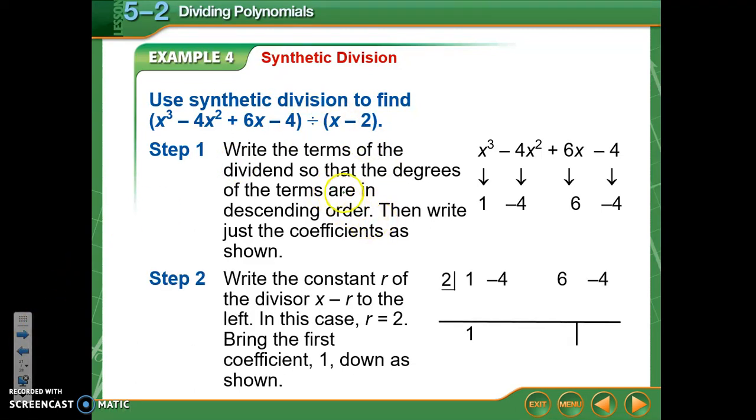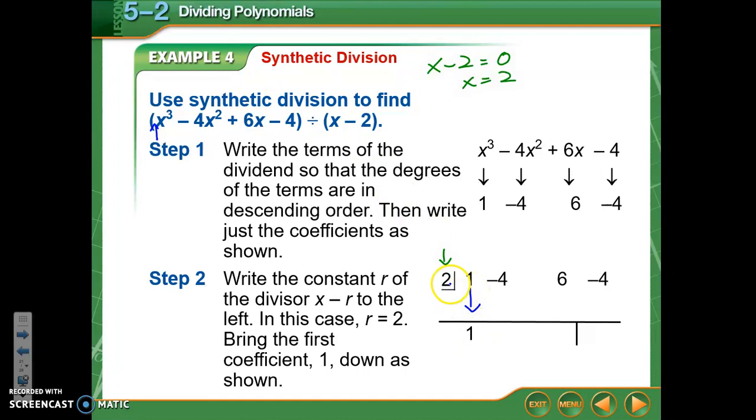Now, we say, okay, what makes my divisor, which in this case is x minus 2, what makes that 0? Well, positive 2, right? So this positive 2 that I just got here is what they're writing right here. Now, watch what I do carefully. We can only do synthetic division when this leading coefficient is 1. So I bring the first 1 down, always.